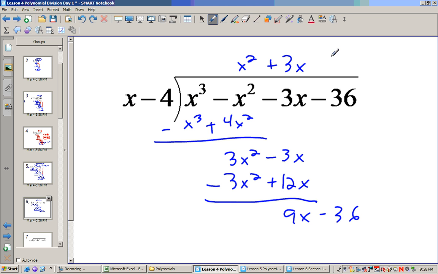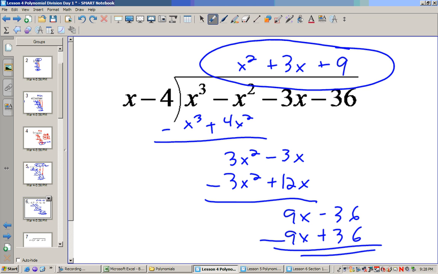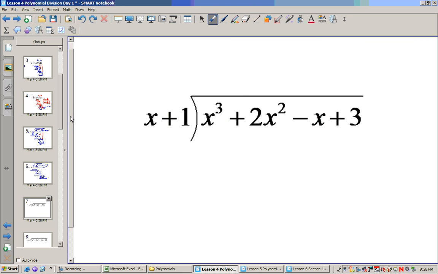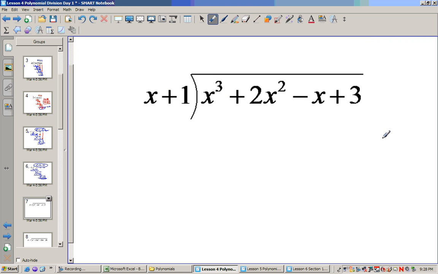What times x gives us 9x? That will be 9. 9x minus 36. When I subtract, I change both signs, and everything cancels out. So this up here is my quotient. Try this one. Pause the video. See how well you do.